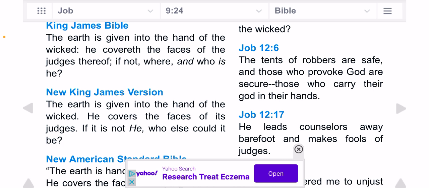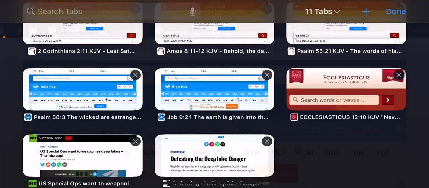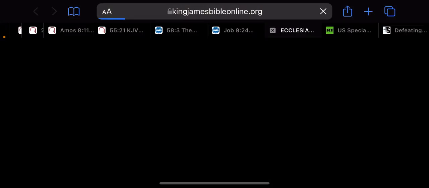The earth is given to the hand of the wicked. As we read earlier, or as I mentioned, Malachi 1:4, who is wicked. Speaking of Esau, Edom. Now, the earth comes to the hand of the wicked. He covers the faces of judges thereof. If not, where and who is he? Now, I think I have like 1 or 2 scriptures. Let's see what we got. Got one more. I'm going to shut it down from there.